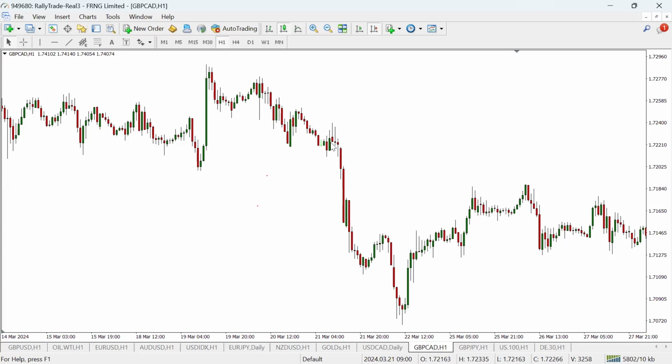Now, when the market pushes down again, you expect it to create what? A lower low. Now the market creates a lower low.